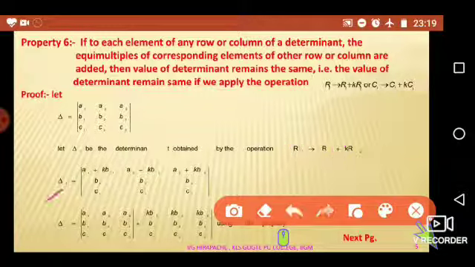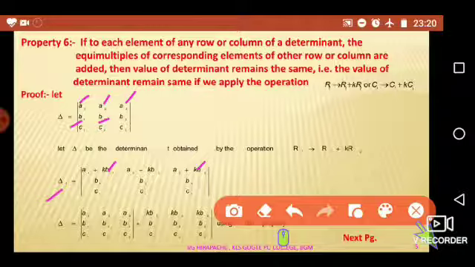Let delta 1 is equal to a1 plus k times the corresponding elements of R2, that is a1 plus k times b1, a2 plus k times the second row element, that is a2 plus k times b2, and a3 plus k times the corresponding element of the second row, b3. Therefore it is a1 plus k b1, a2 plus k b2, and a3 plus k b3.